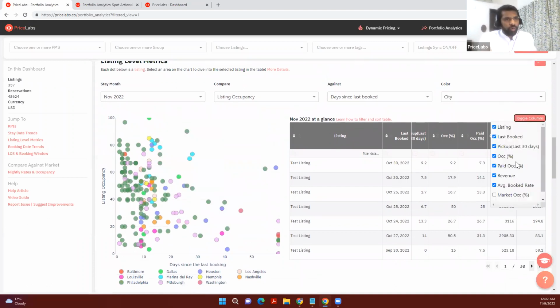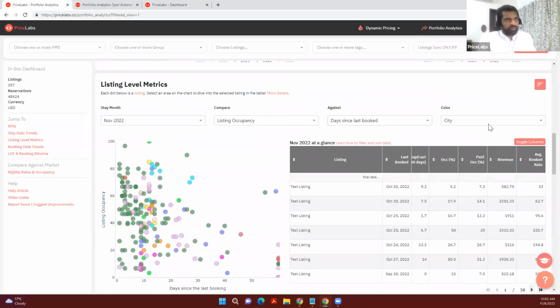And if you wanted to add or remove certain columns from this table, on the right hand side you can click this and remove them very, very quickly.